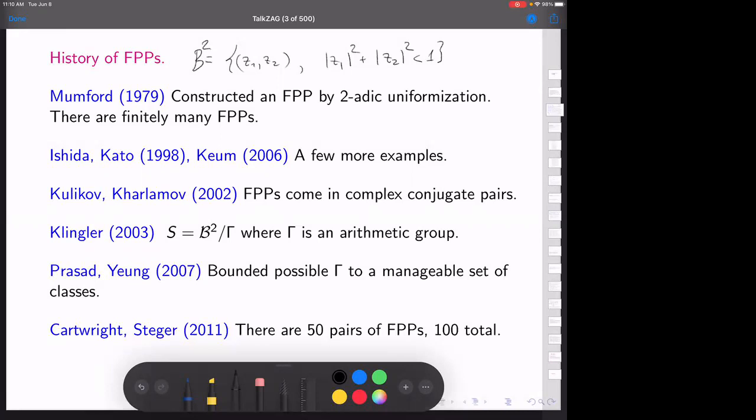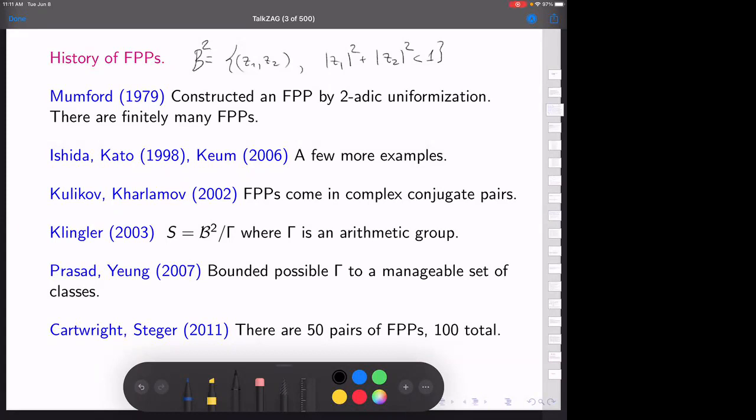Kulikov and Kharlamov proved that they come in complex conjugate pairs. So in general, you can ask: let's say you have this representation as a quotient of a ball by a group. What if you conjugate all the matrix elements? Here's another surface. Could be the same, could be not the same, until they proved that it's actually non-isomorphic to the original one. So it's diffeomorphic, but not biholomorphic.